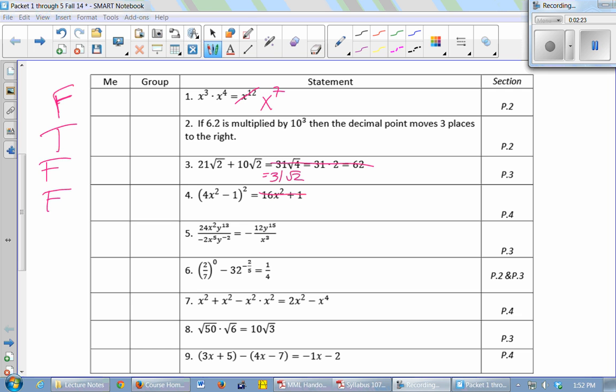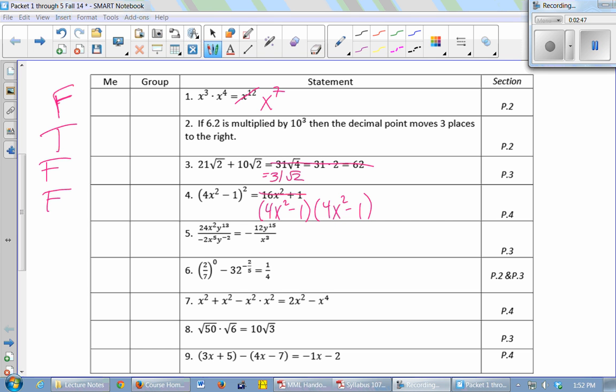Yeah, you'd have to actually do a little like FOIL. When you're squaring something, that means that thing times itself. And then you'd have to do FOIL or distribute, right? So you'd get 16x to the 4th minus 4x squared plus 1. Good.